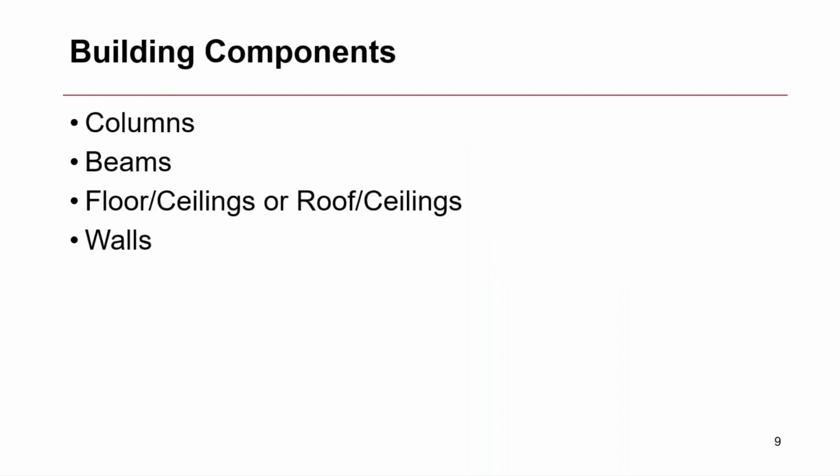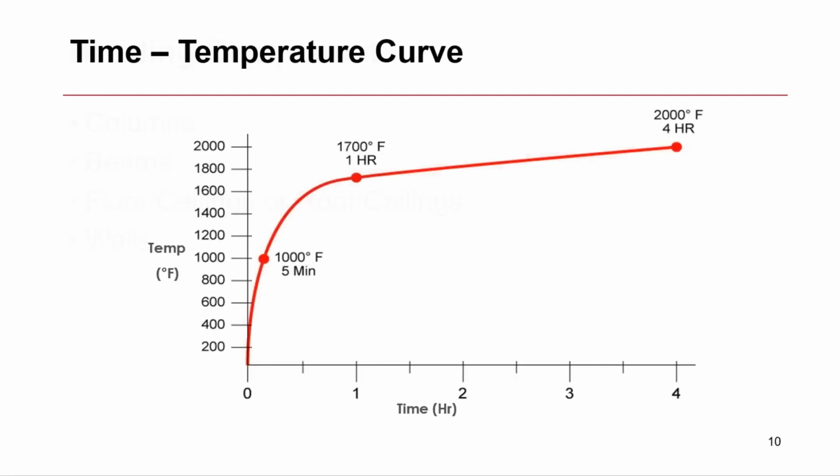For testing purposes, the standard divides a building into individual components: columns, beams, floor-ceilings or roof-ceilings, and wall assemblies. The standard then contains procedures for evaluating each of those types of assemblies. All fire resistance tests are conducted using a standard time-temperature curve. This temperature curve is the assumed fire exposure that you might have in an actual commercial building fire. So the temperature within that furnace would reach 1,000 degrees Fahrenheit in 5 minutes, 1,700 degrees Fahrenheit in 1 hour, and 2,000 degrees Fahrenheit at 4 hours.